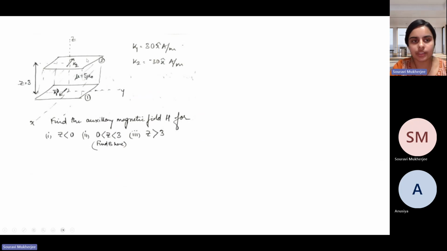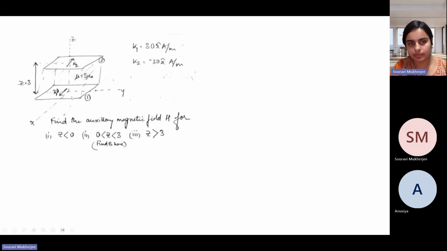So suppose you have some region, and you know that the surface current density in this region is given as K1, and the surface current density in this region is given as K2, and these are the values. So plus 30 x cap along this line, and this is minus 30 x cap. So it's along x, right? And you know that the region inside has some permeability, which is given as 5 into mu naught. Okay, and this is how they are placed.